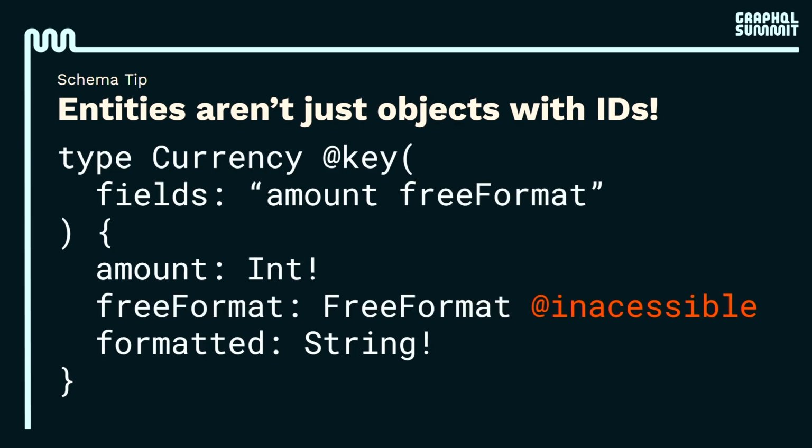Well, we can add the inaccessible directive to the free format field, and that will make it such that it's a part of our key. It's going to be a piece of data that's making it between subgraphs, but our client will not see it and they don't need to know about it. So our resultant supergraph will have amount and formatted, and free format will just be a piece of data that is required between two subgraphs.